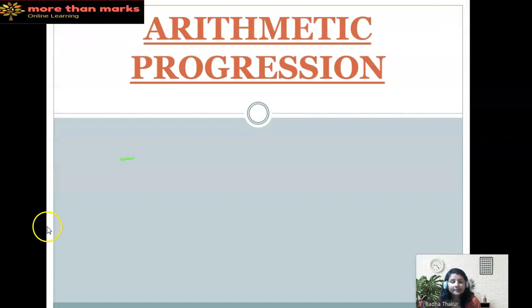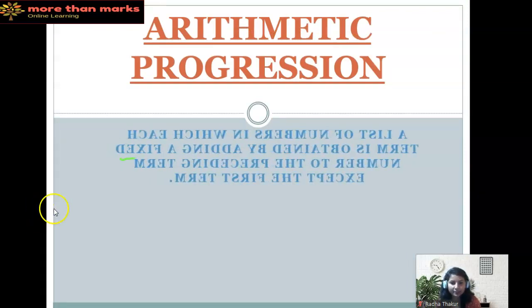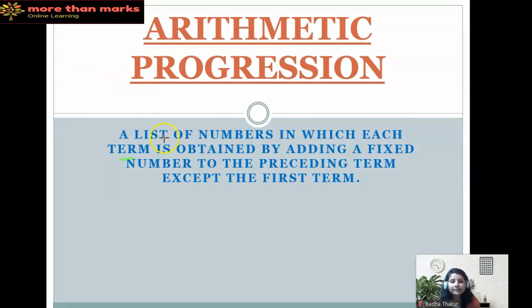Now, what is an arithmetic series? What is its definition? It is a collection of numbers in which each term, every term, is obtained by adding a fixed number. Just focus on it. By adding a fixed number to the preceding term, except the first.